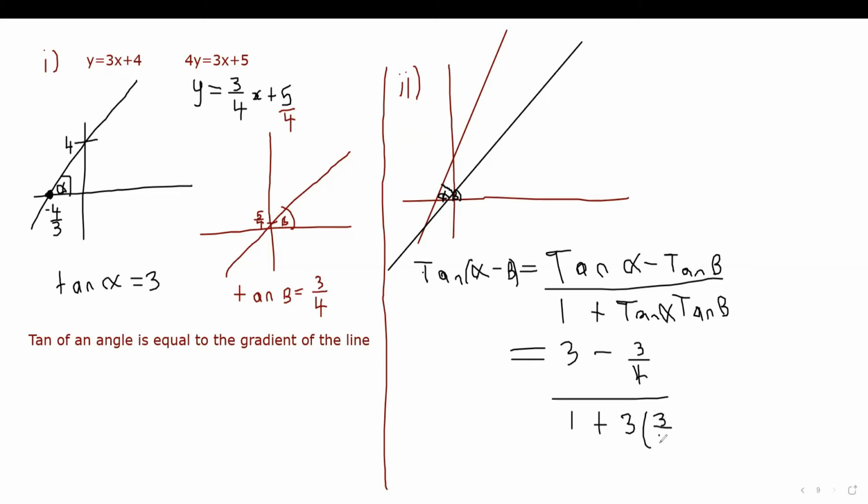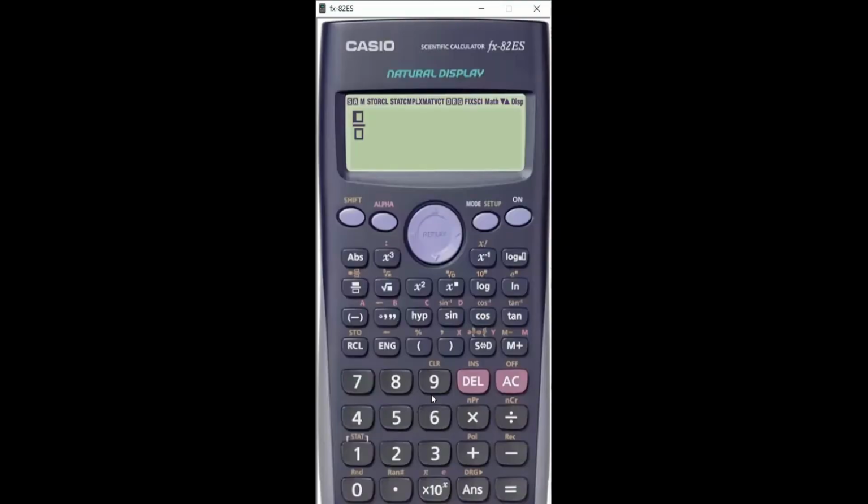Now, I'm not in the best of shape right now to do addition, so I'm going to go for the calculator. I know it is embarrassing, but it is what it is. So it's just going to be 3 minus, in brackets, 3 over 4, divided by 1 plus 3 times, in brackets, 3 over 4. As I said, not in the best of addition shape. Maybe a couple of years ago, but not right now.